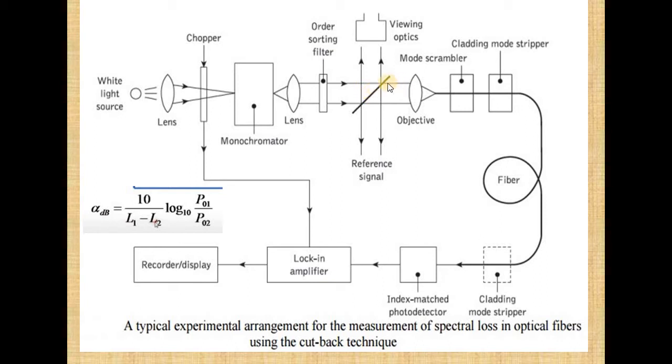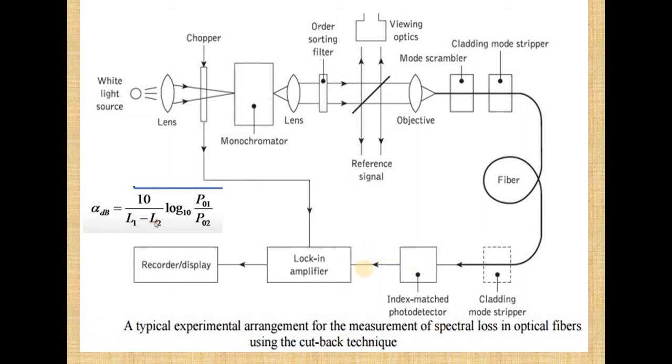Then it is passed through the mode scrambler. It is mainly attached to the fiber to get a uniform distribution of modes in the fiber. Then the cladding mode stripper is mainly used to select only the fundamental mode which is going to propagate through the fiber. So it is passed through the index matched photodetector. This photodetector can be a PIN or avalanche photodiode in order to convert a light signal to an electrical signal.